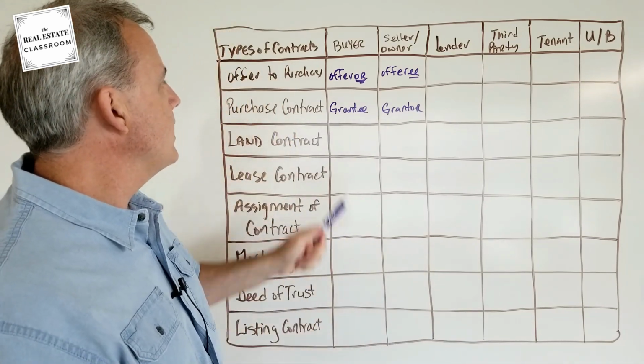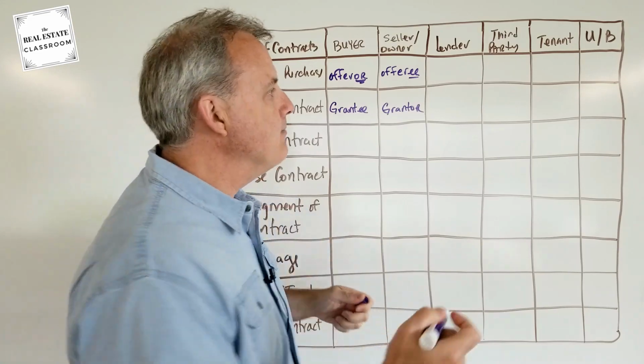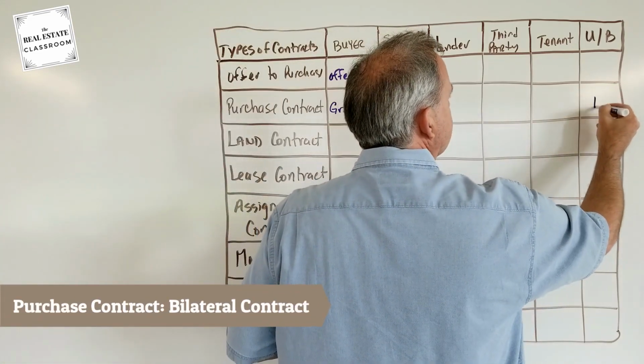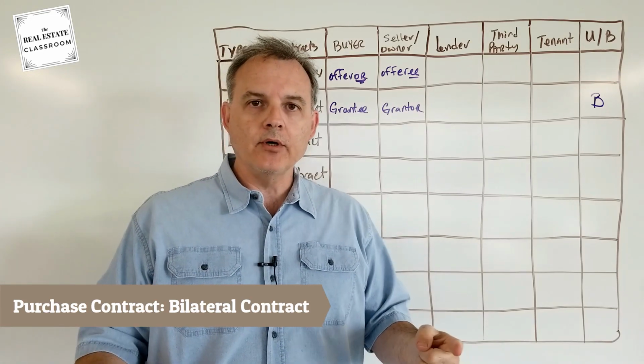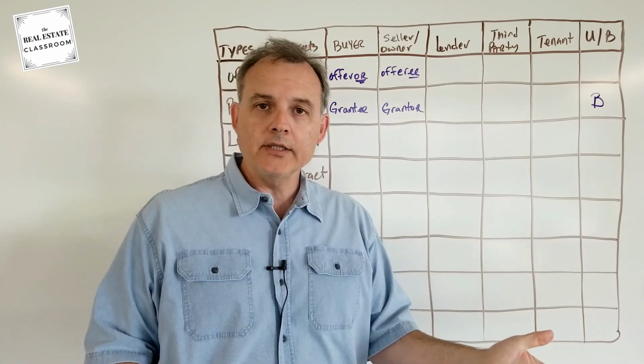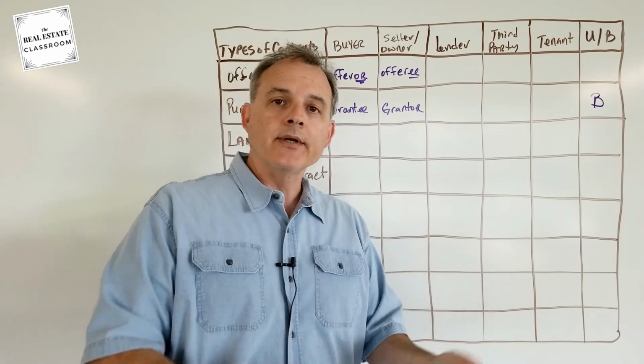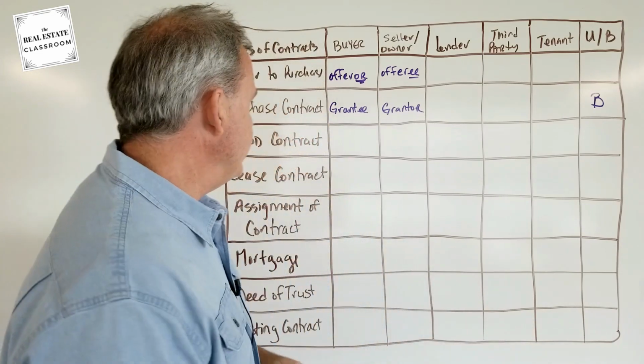Now, purchase contract, once it's been agreed to, it is a bilateral contract. It's a bilateral contract because it is legally enforceable by all parties. So if one of the parties breaches, the other one could go into court and seek remedy.